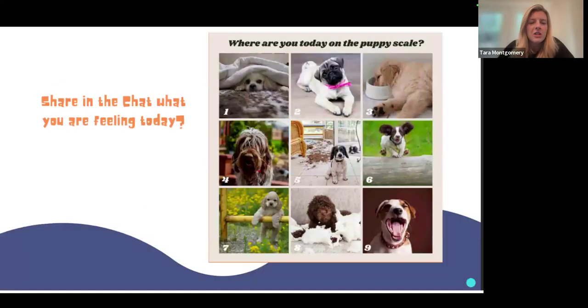So if you want to share in the chat just to kind of get us started, what are you feeling today on this rainy Saturday? So if you want to look at the puppy scale, I am now realizing I cannot see the chat, but I will just assume you guys will put your number in there. I'm going to say I'm at a 2. I love the little pink bow. So that's kind of how I'm feeling today. And you guys can do this in your classroom just to kind of set the tone for the day and the mood. Get your students kind of feeling comfortable.